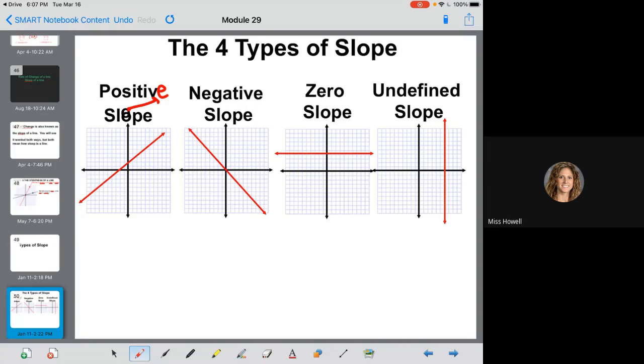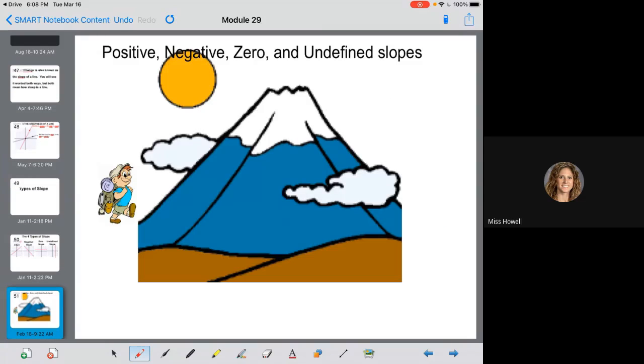All right, so type number 1 is what's called positive slope. Type number 2 is called negative slope. Type number 3 is called zero slope. And type number 4 is called undefined slope. So looking at our types of slope, let's go for a little hike. We're going for a hike around this mountain.